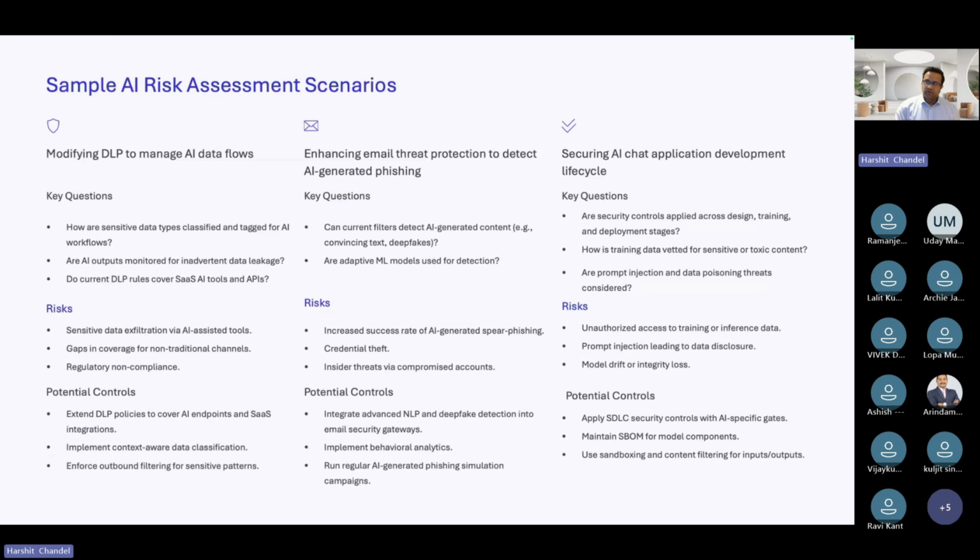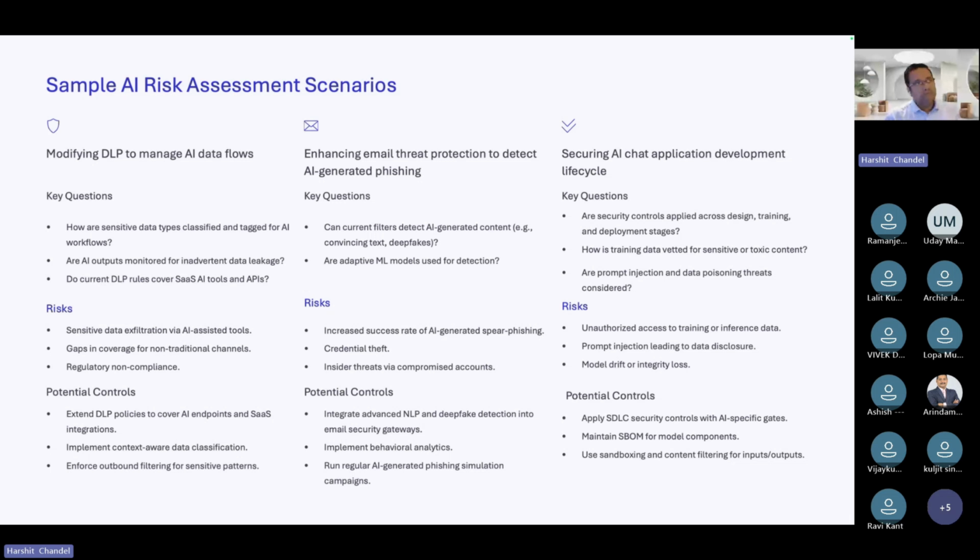Now, let's talk about one or two examples or scenarios of how we would actually apply this. Something which we started with was AI risk management. AI risk is not something very new. At the end of the day, it needs to embed with the existing risk management of the organization. So let's take a few examples. Modifying DLP to manage AI data flows.